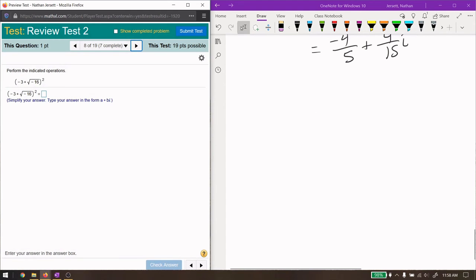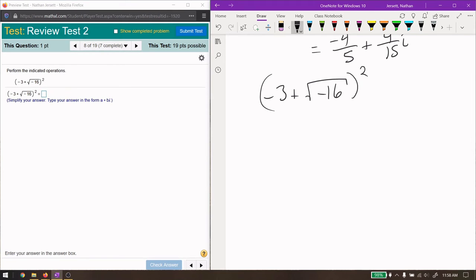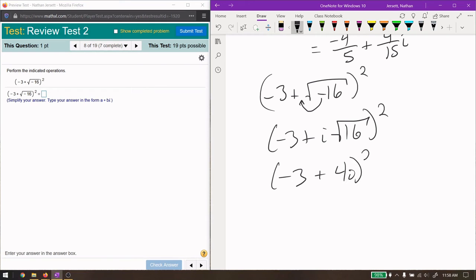Okay, perform the indicated operation. So before we do anything else, the first thing we need to do is take out the negative underneath the square root. I'm going to do that by putting an i out in front. So we get negative 3 plus i times root 16, squared. And now you can see root 16 is 4. We get 4i squared.